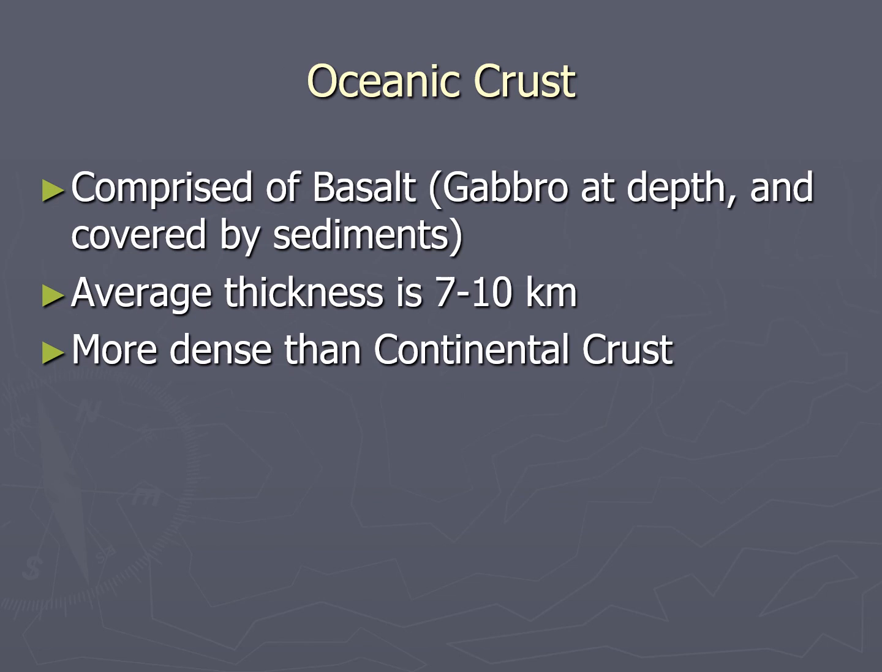How about oceanic crust? Well, as we mentioned before, it's made of basalt. The average thickness of the oceanic crust is really thin. It's only 7 to 10 kilometers. That's why an oceanic plate is not as thick as a continental plate.